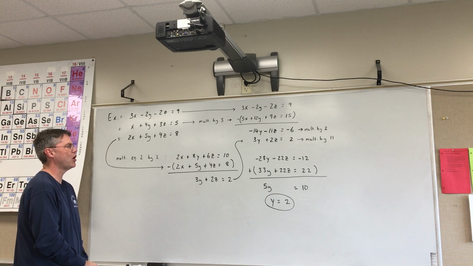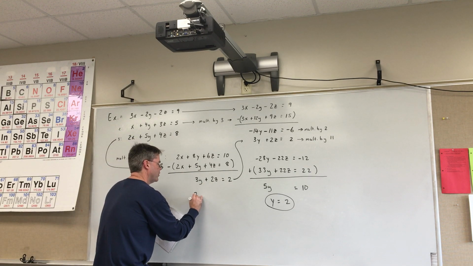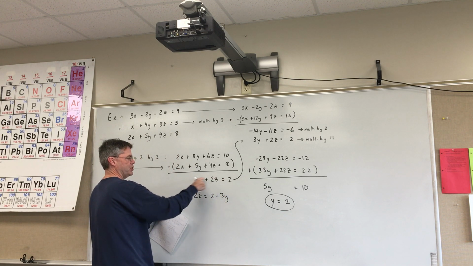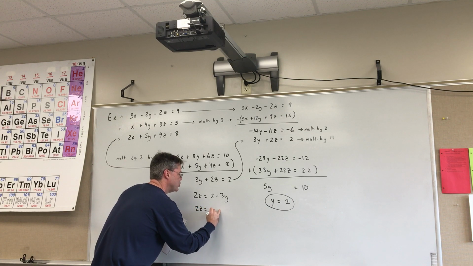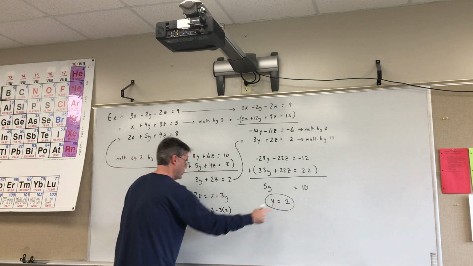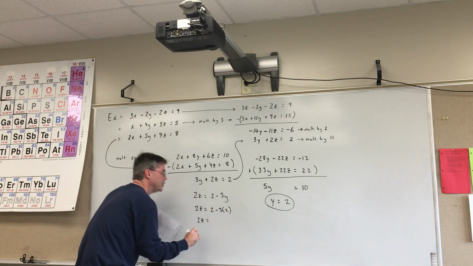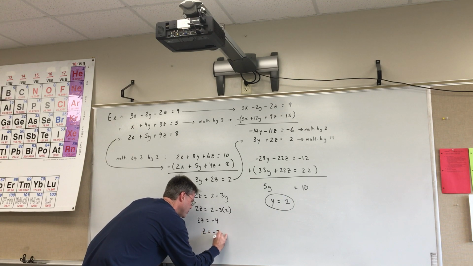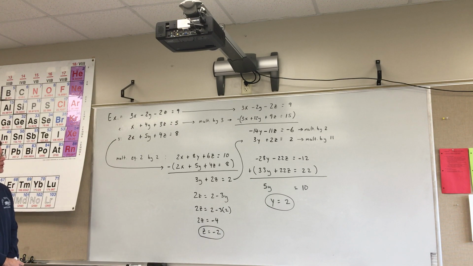Now it's pretty easy to solve for z if I just use this equation right here. 2z is equal to 2 minus 3y. I just rearranged this equation. And now I'm going to plug in y. So 2z is equal to 2 minus 3 times 2. We know that y is 2 from right here. All right, so 2z is equal to negative 4. So z is equal to negative 2. So now I've got a second answer.